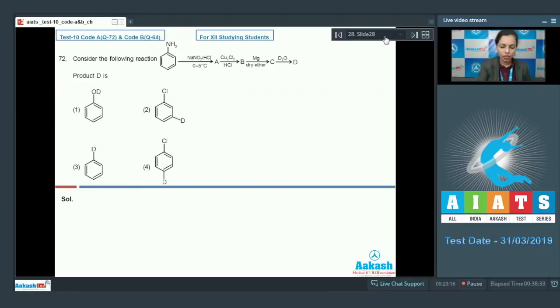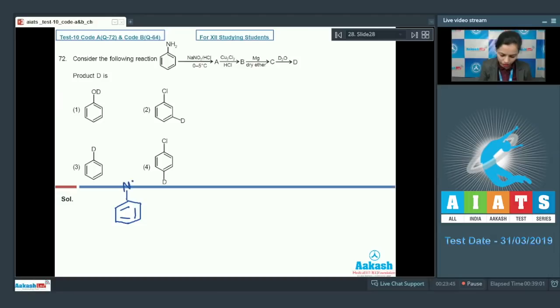After that, question number 72. Consider the following reaction. Aniline we have, its diazotization is done. Further it is treated with Cu2Cl2 in the presence of HCl, Sandmeyer reaction it is. And further magnesium is reacting with it in the presence of dry ether to give you C, and further D2O is reacting with it. In this case we should know the reaction sequence. What are the products formed here?